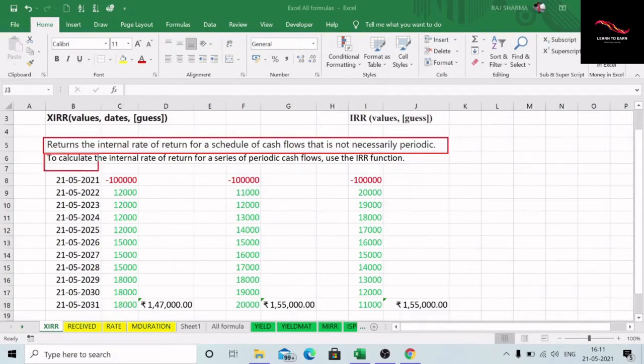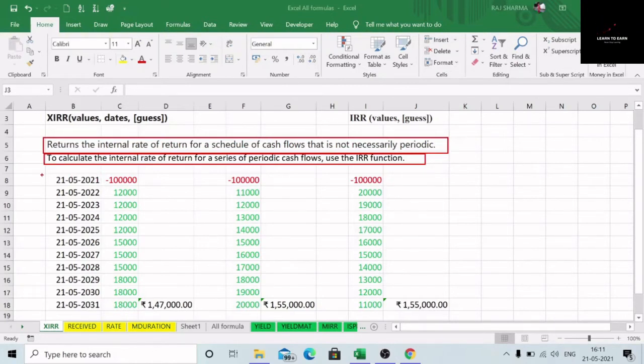And IRR calculates the internal rate of return for a series of periodic cash flows. So when the periods of the cash flow are common, like every monthly interval or every yearly interval you are going to receive a cash flow, then the IRR formula will be useful. So let us try to understand it by an example.